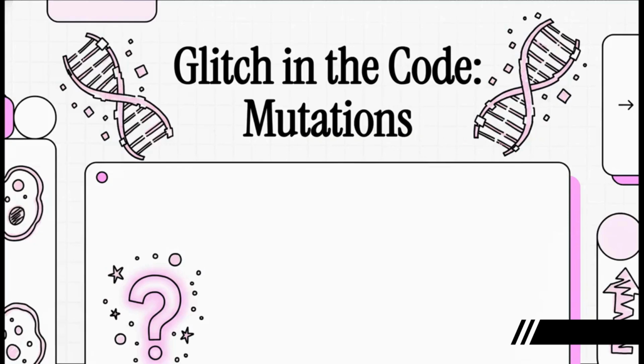Welcome, future toppers. Today we are cracking a topic that is guaranteed to show up on your exams: DNA mutations. These tiny little glitches in our genetic code are an absolute favorite of examiners, and really understanding them is the key to unlocking some serious marks.